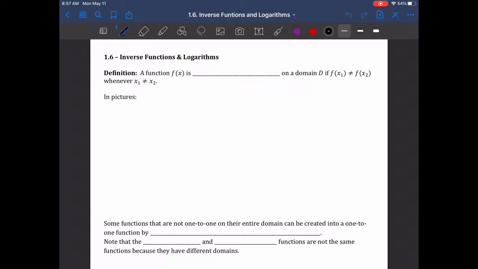All right, so we're going to get started on 1.6 here, inverse functions and logarithms. So remember, functions are things that simply map from one input to an output. So you have something there and you give it some sort of input and it'll tell you some sort of corresponding output for it. And the thing that makes functions unique is that for every input you give it, you're only going to get one output.